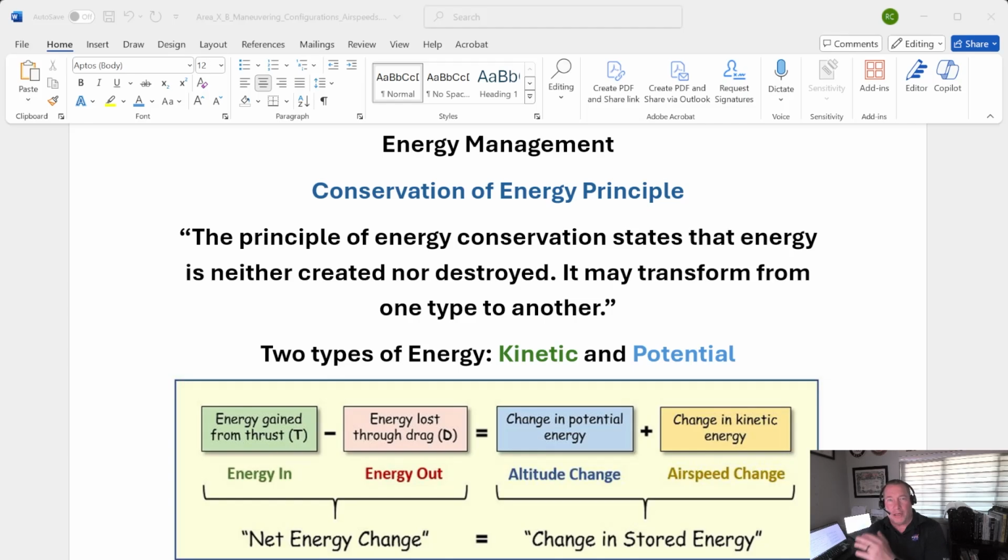A discussion on energy management starts with the conservation of energy principle. That reads that the principle of energy conservation states that energy is neither created nor destroyed. It may transform from one type to another. Now that's interesting. In essence, it means that one type of energy, say kinetic energy, the force that moves something, can be converted to, for example, electric energy or heat energy. Now, we're going to be talking about two different kinds of energy here. Kinetic energy, that's the force of motion, and potential energy, which is stored energy, in our case, in the form of altitude.